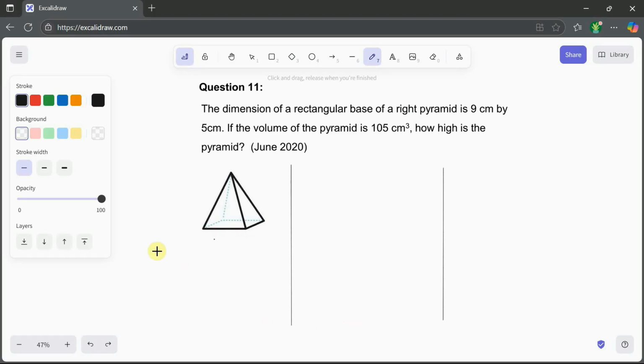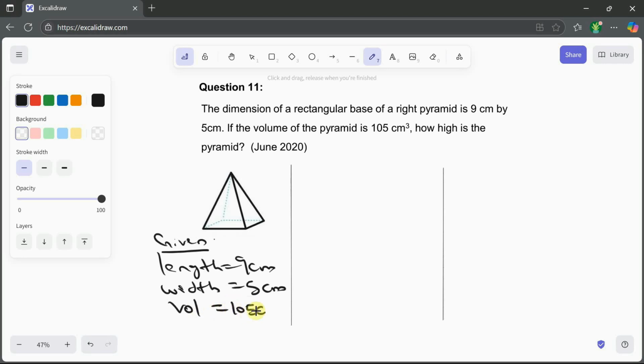So the first thing that we're going to know is what are we given? For the base, which is a rectangle, the first guy is the length, so the length is 9 centimeter, right? The width of the base is 5 centimeter. The volume of the pyramid is 105 centimeter cube, and I also find the height. So for the volume of a pyramid, remember when it's something like this, like cone, like pyramid, there is like this rectangular shape at the top, right?